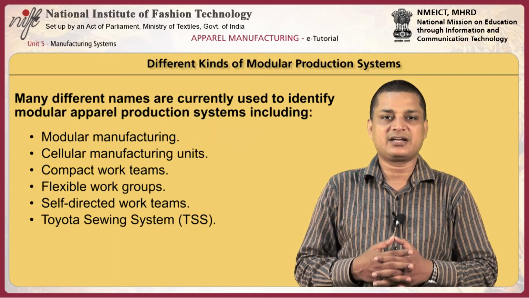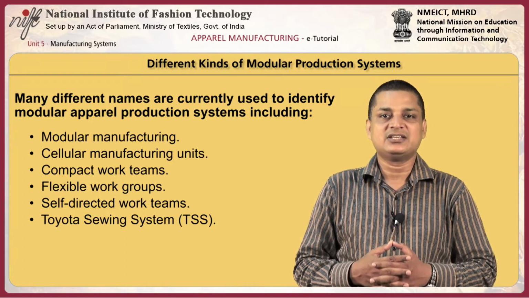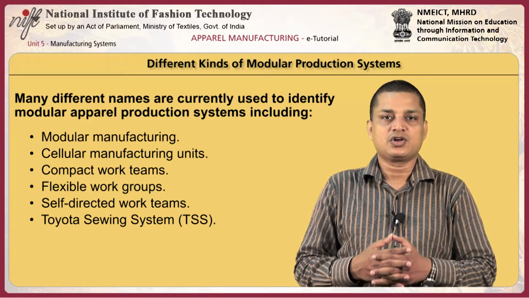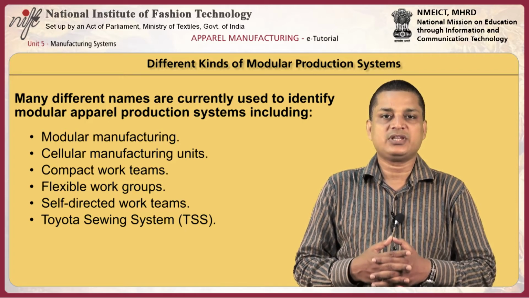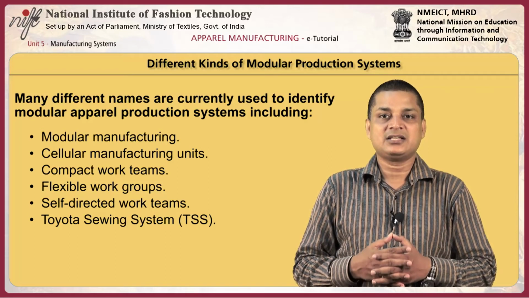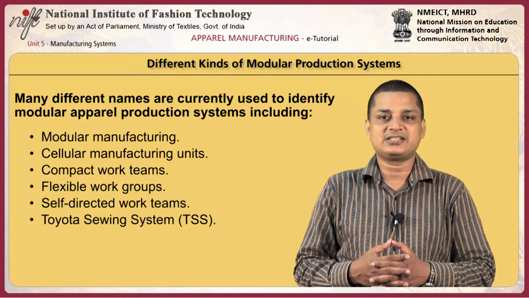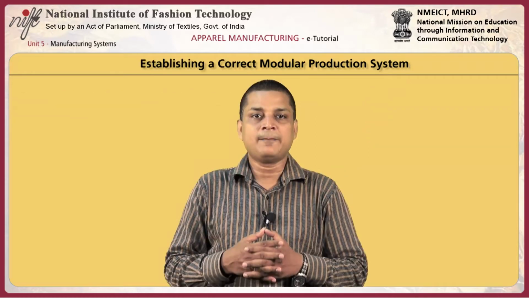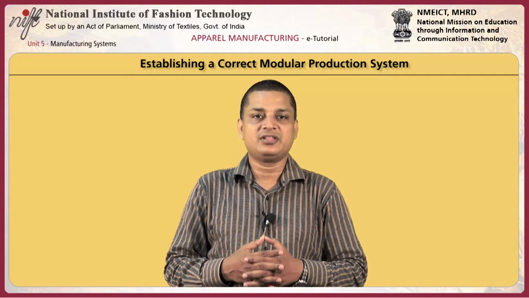Many different names are currently used to identify modular apparel production systems, including modular manufacturing, cellular manufacturing units, compact work teams, flexible work groups, self-directed work teams and the Toyota Sewing System, also known as TSS. The basic premise is similar among these systems, although the organization and implementation may vary. The number of employees on a team, usually 4 to 15, varies with the product mix.